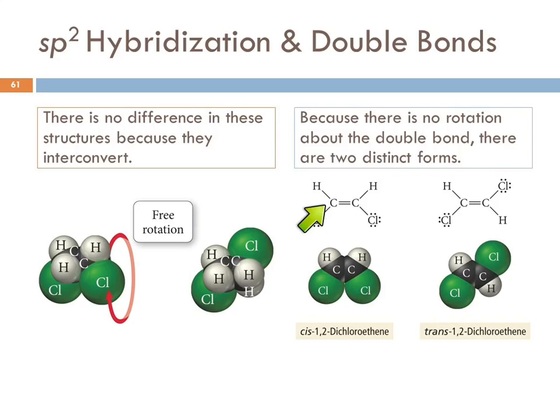And then over here with the double bond, we've got this one, which is called cis, because these are on the same side, and trans, because they are on opposite sides. Like a transatlantic flight goes across the Atlantic, right? So trans is a prefix that means across. So these are across from each other. But they cannot interconvert. They are two distinct molecules.